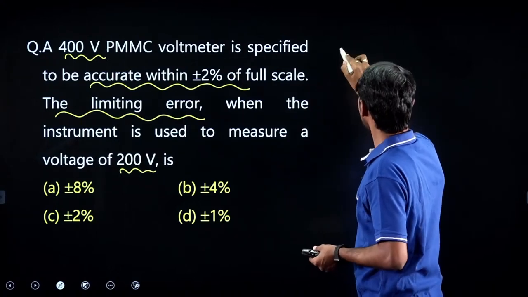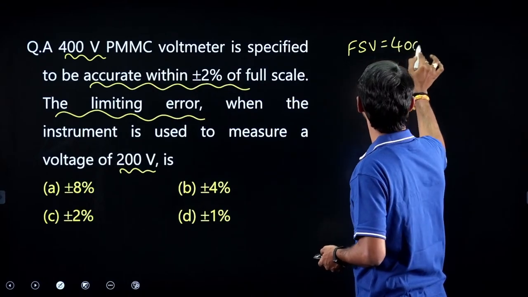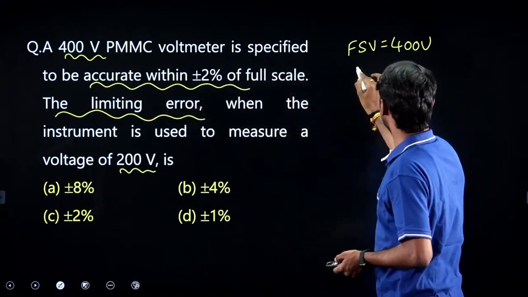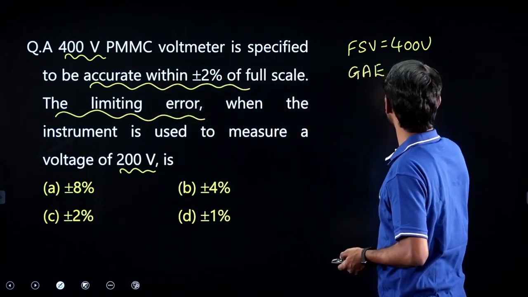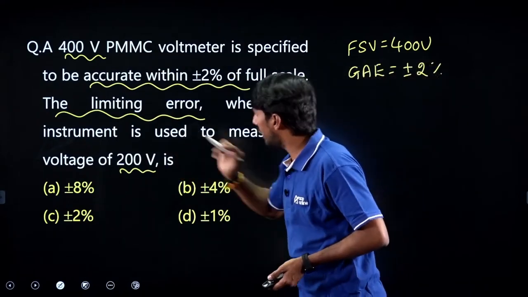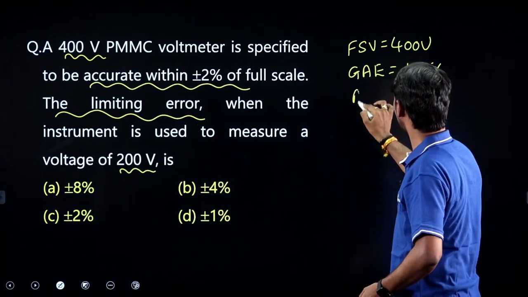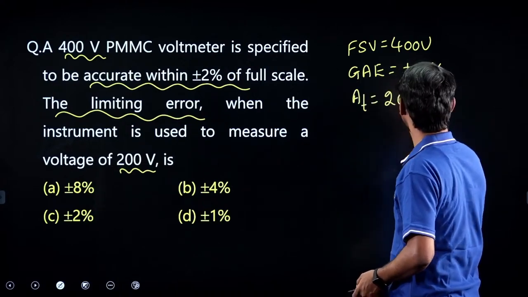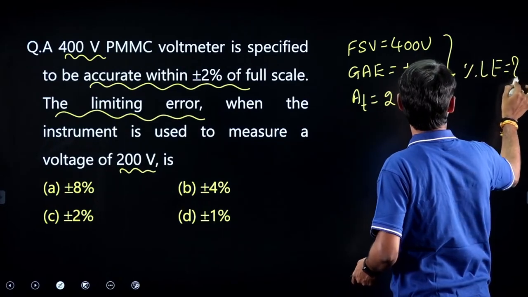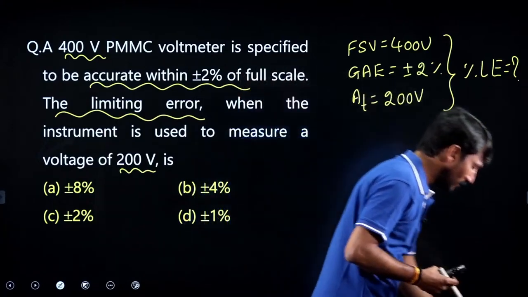Sir, how much is the full scale value? The full scale value given is 400 volt. Accurate within means the guaranteed accuracy error is plus or minus 2%. How much is the true value? It is used to measure some value, 200. So the true value is 200 volt. What is he asking? Percentage limiting error. Just try to give the answer.